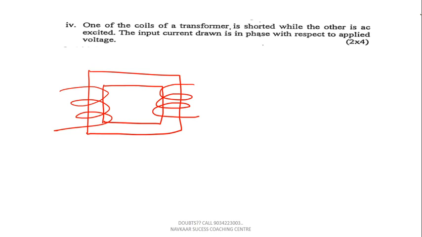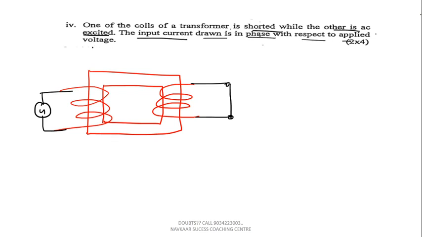They said one of the transformer windings is shorted. Shorted means short circuit. Okay, they have short circuited the secondary winding, while the other is AC excited. AC excited means the other winding is connected to the AC supply. The input current drawn is in phase with respect to the applied voltage, so we are having current that is in the same phase with voltage, right?